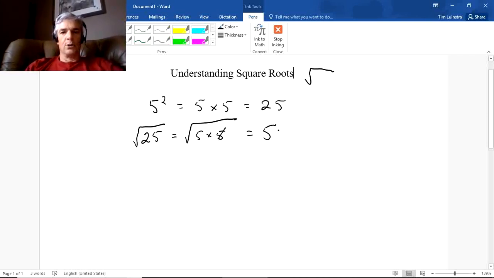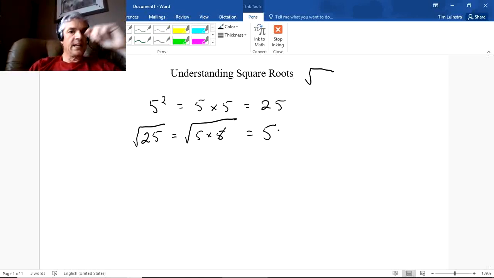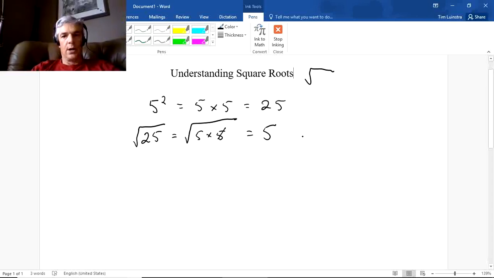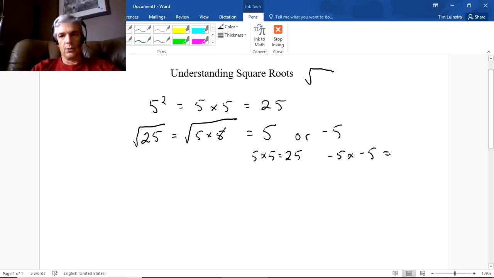And I think most people get that. Now, there is a unique feature associated with that, in that the answer to the square root of 25 could also be minus 5. So I'm going to say 5 or minus 5. The reason is that 5 times 5 equals 25, and minus 5 times minus 5 equals 25.